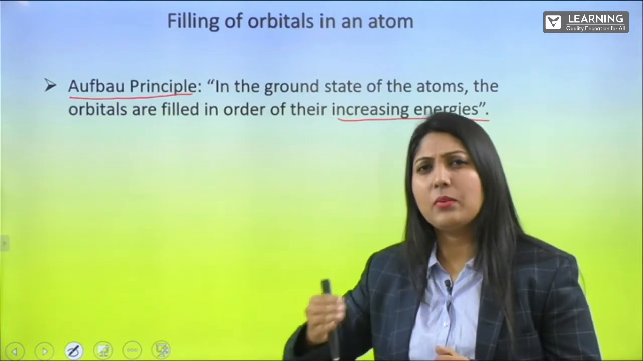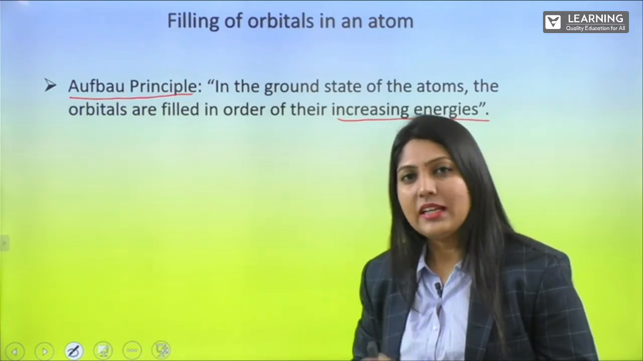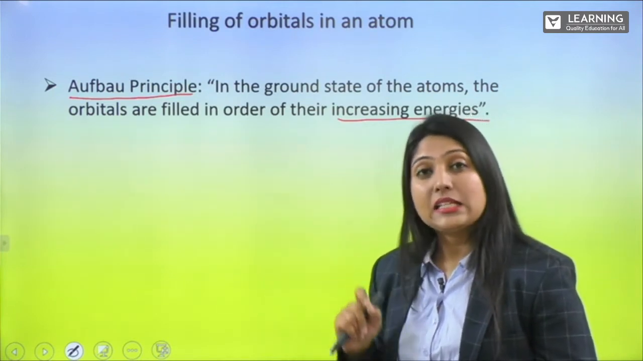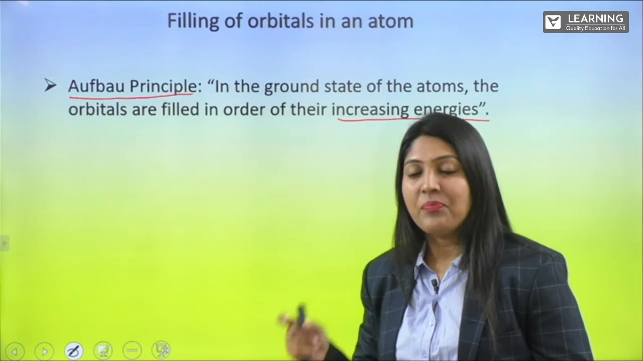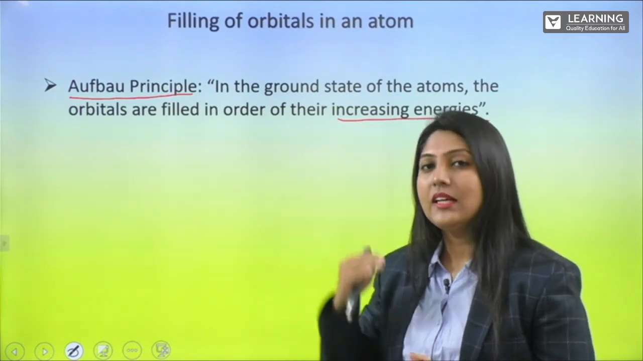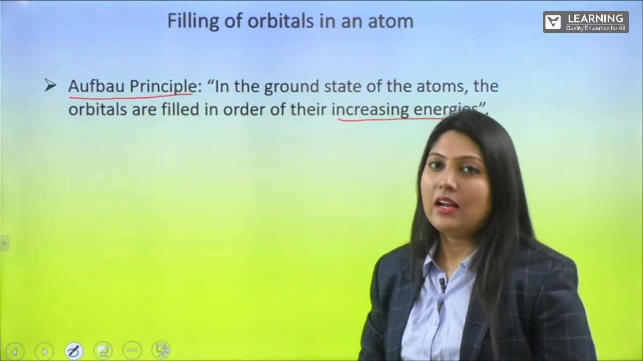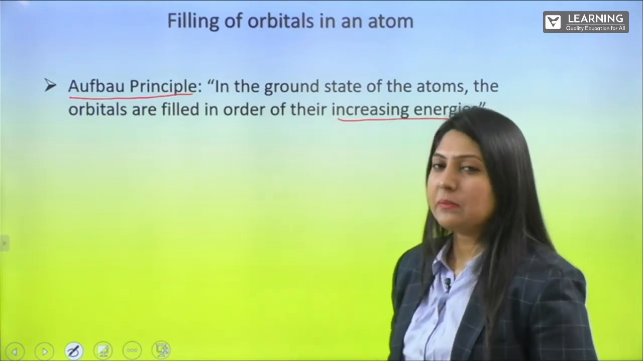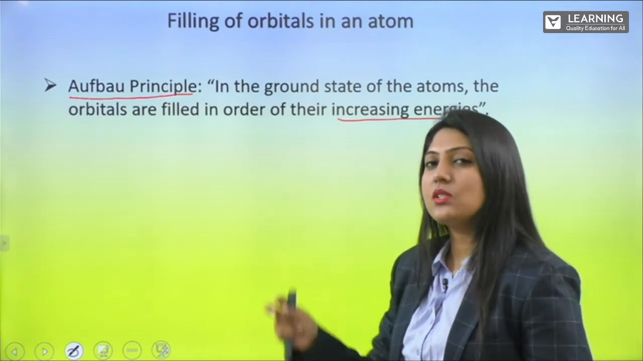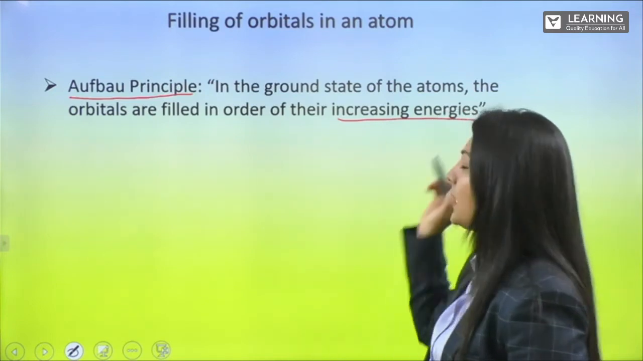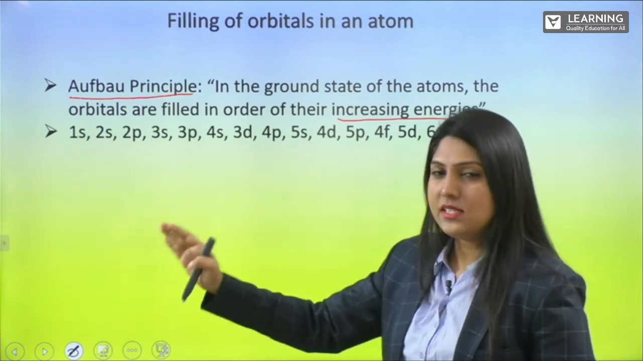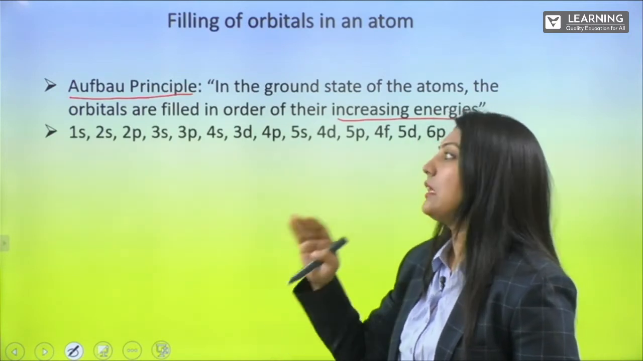Why do we study the energies right now? We studied the energies to know how to distribute the electrons. It is based on energy levels, and if you know the lower and the higher energy levels, then you can fill the electrons accordingly. So the Aufbau principle says that in the ground state of any atom, the electrons will be filled according to their increasing energy levels. Likewise, 1s, 2s, then 2p, then 3s.